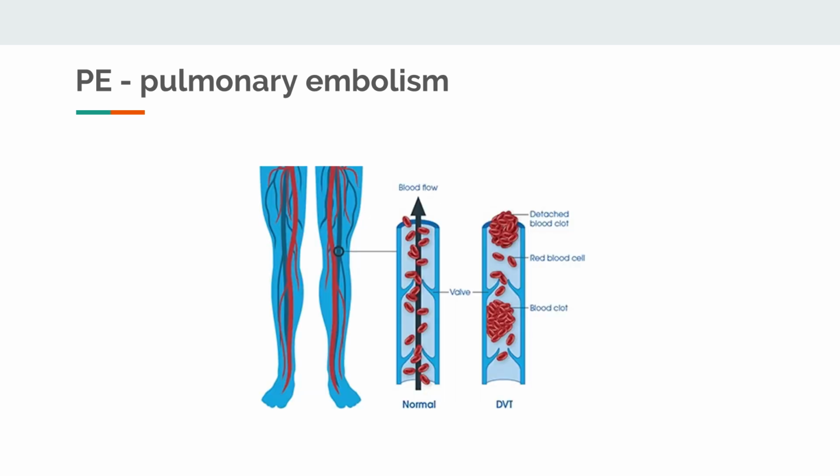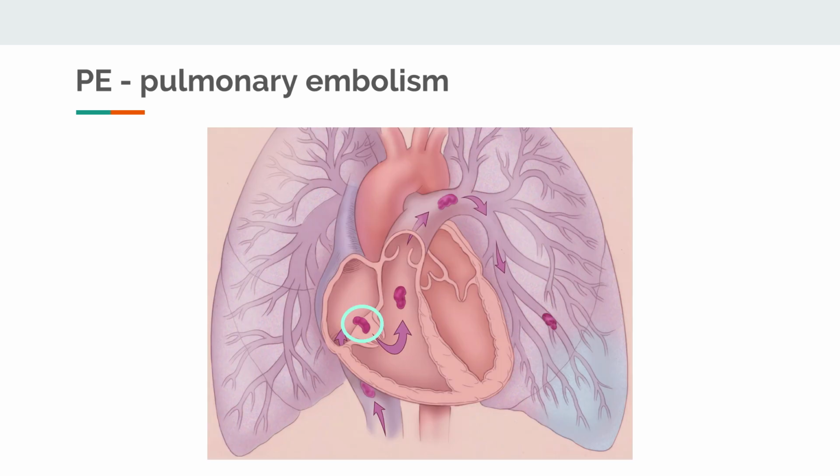Let's say a patient has a DVT in their leg. A piece of it breaks off and goes up to the heart. It will first flow into the right atrium, then the right ventricle, through the pulmonary arteries and into the lungs. This is where it eventually gets stuck and becomes a pulmonary embolism.